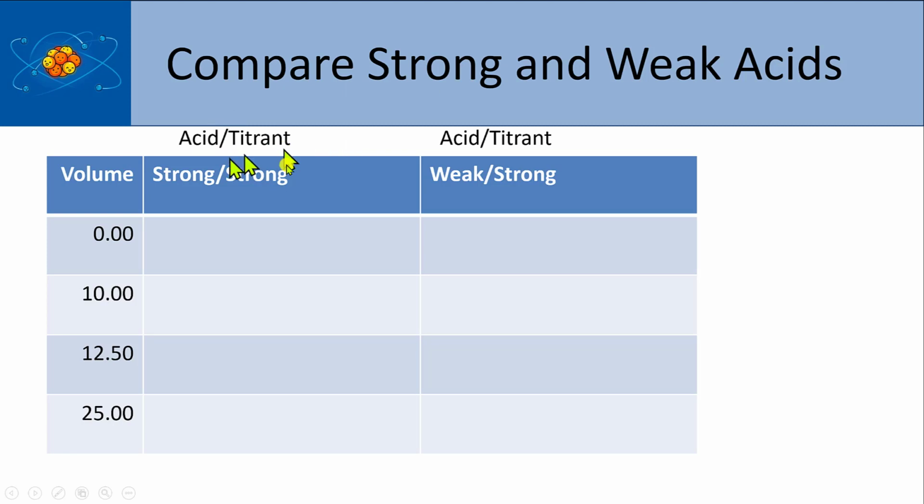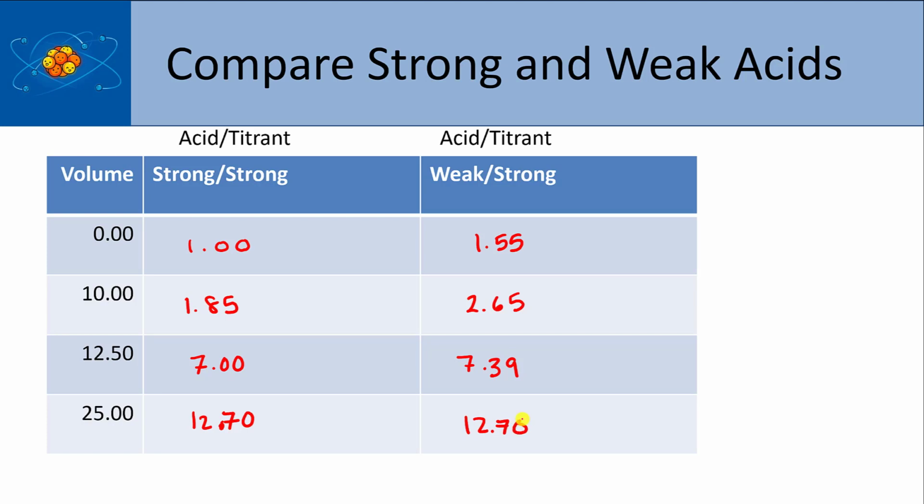So for the strong acid, strong base titration, we calculated 4 pH values, and those would have been 1.00, 1.85, and then 7.00, and 12.70. And then for the weak acid, strong base, which we just did, we would have had 1.55, 2.65, and then 7.39, and 12.70. So let's take a look at this and see how these are different, right?